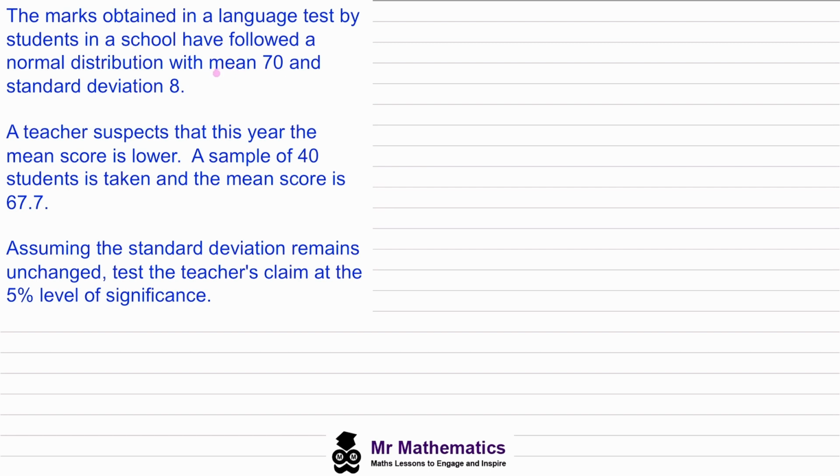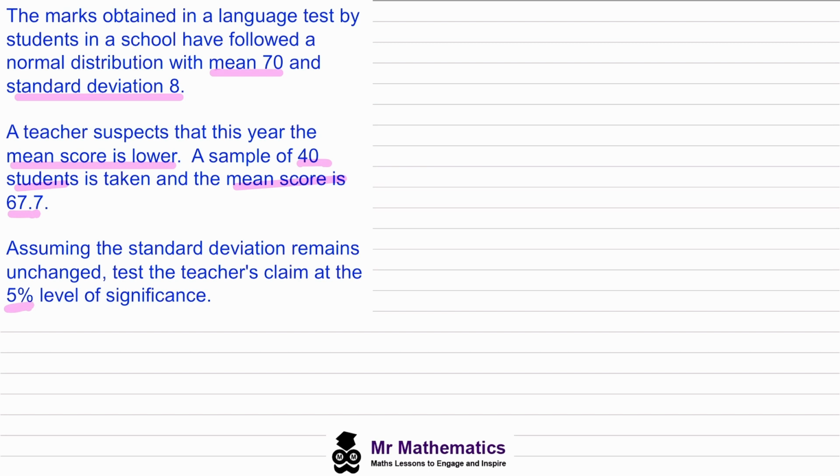So when we have questions like this, it's a good idea to highlight the important information. We're given that it has a mean of 70, a standard deviation of 8, and the teacher suspects that this year the mean is lower, so this tells us it's a one-tailed test. The sample of 40 students is taken, that's our n, and the mean score is 67.7, so that's our sample mean. And the significance level is 5%.